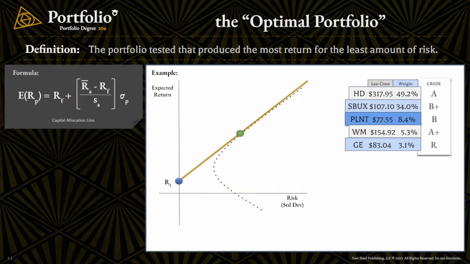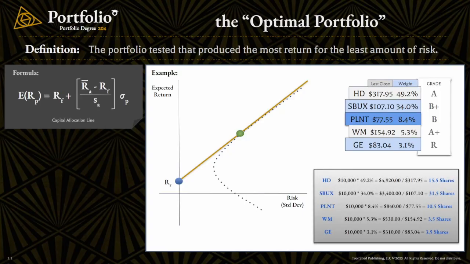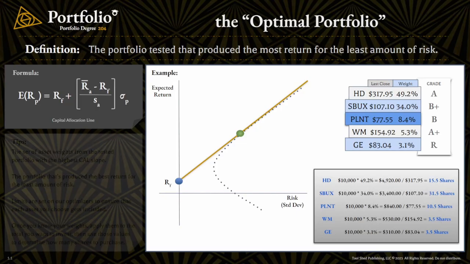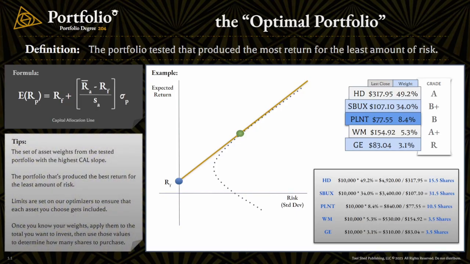For the 5 stocks in this portfolio, these were the asset weights from the optimal portfolio. Then what you do is you take the amount of money that you're looking to invest and you multiply it by that weight. That will give you the total amount of money to invest, and from there you divide that by the share price, and that tells you how many shares to buy for each stock.